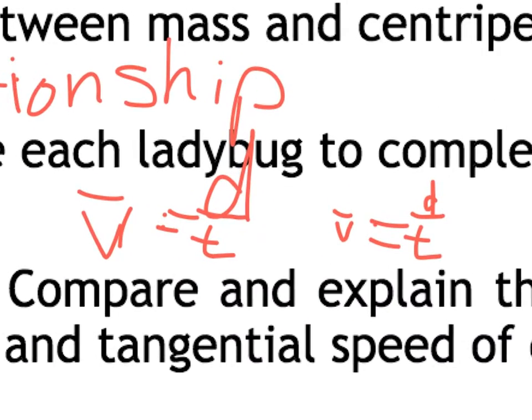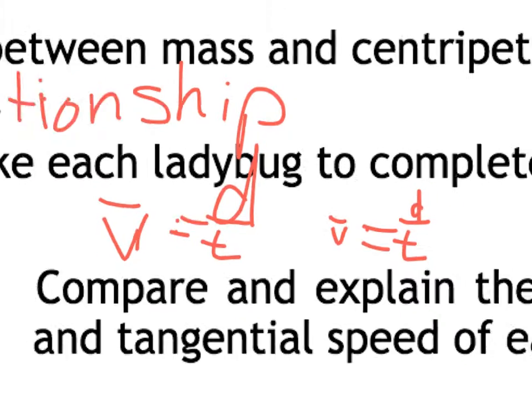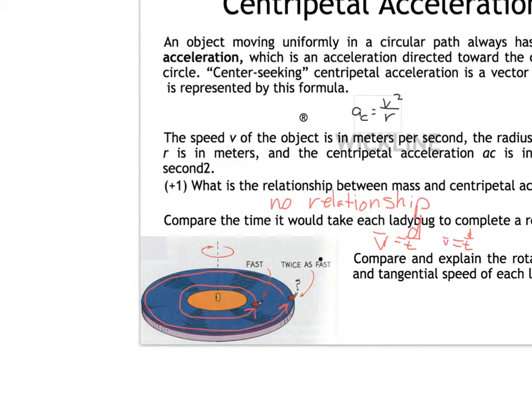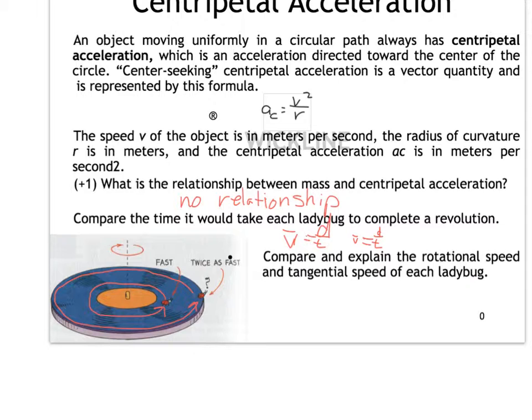The speed would be larger for the ladybug traveling the longer distance, assuming the times are equal. The speed would be a lot smaller for the ladybug that travels a smaller distance. So in essence, this ladybug right here, traveling the larger distance in the same amount of time, will have a greater average speed. But it would take them the same amount of time. I'll write that in as well.